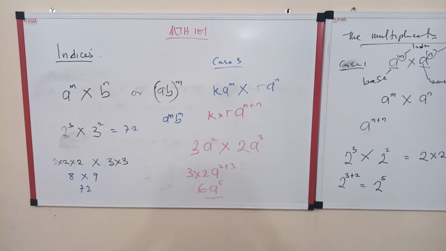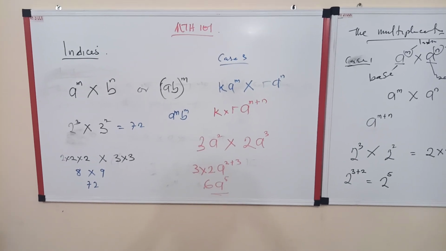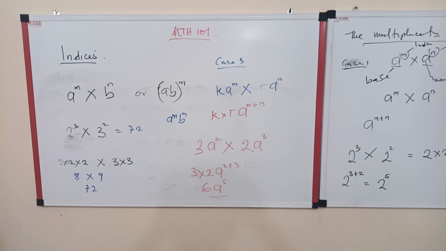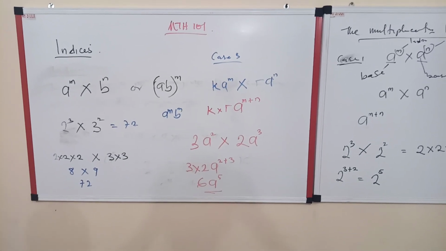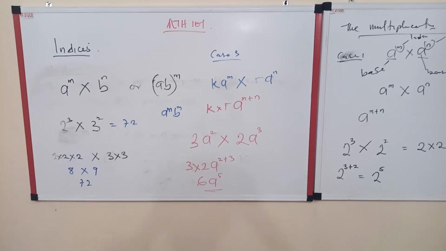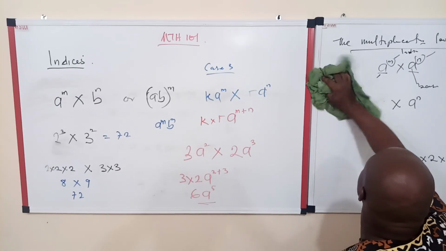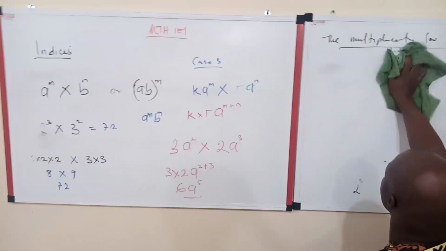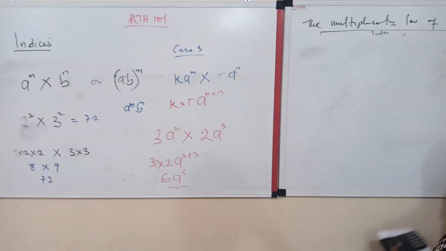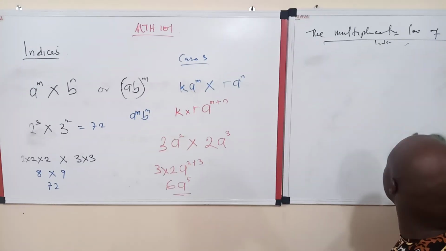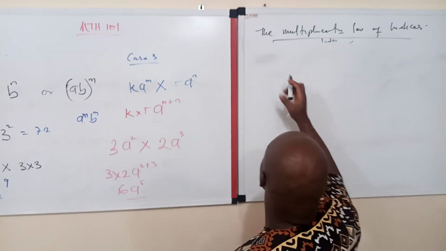Now, the fourth case that I want us to consider is a case where the powers, the index, is not known. All the ones that we have considered, we assumed that the powers are known. But if we assume that the powers are not known, what do we do?